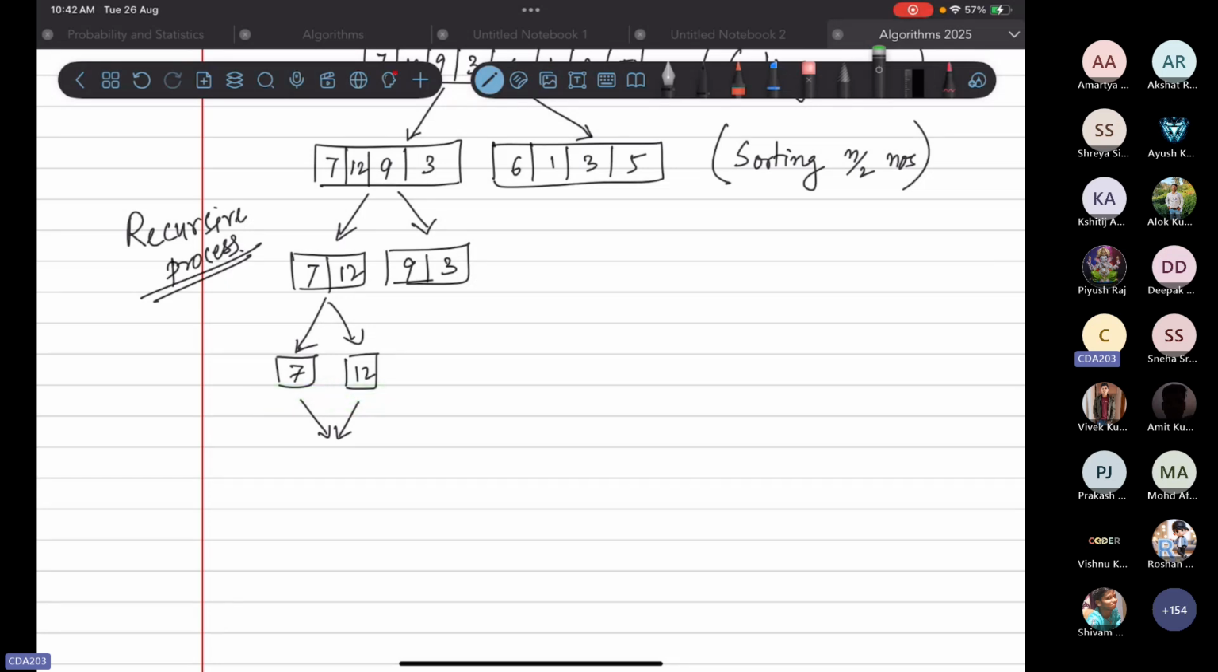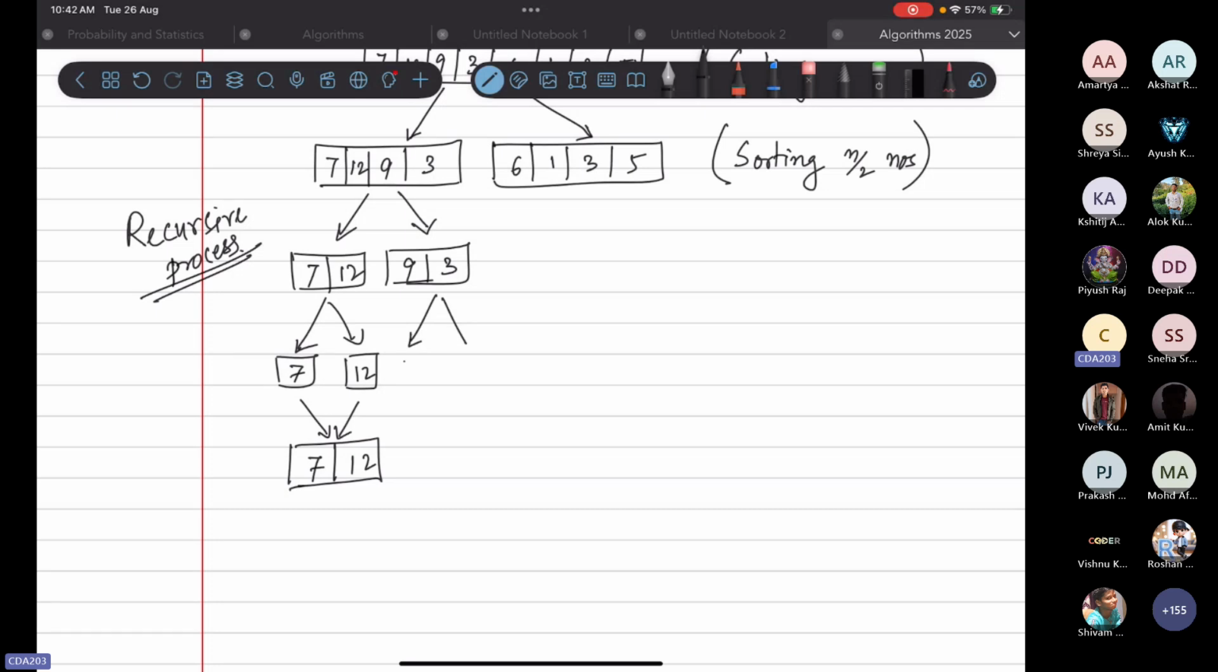Now here comes the part of combining the solutions of the smaller subproblems. What do we mean by that? This is a solution of the smaller subproblem, and this is a solution of the smaller subproblem. My goal is to solve this one, so I'll combine the solutions of these smaller subproblems to get a solution of the bigger problem. In this example, this is trivial. So I'll just say this is the sorted order of these two numbers.